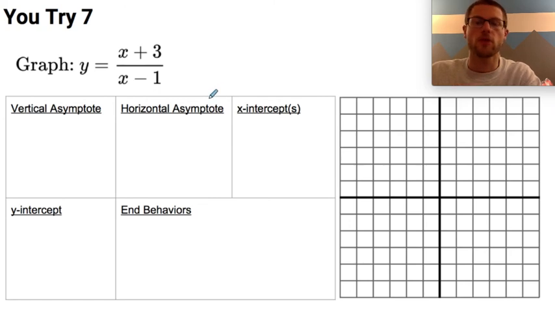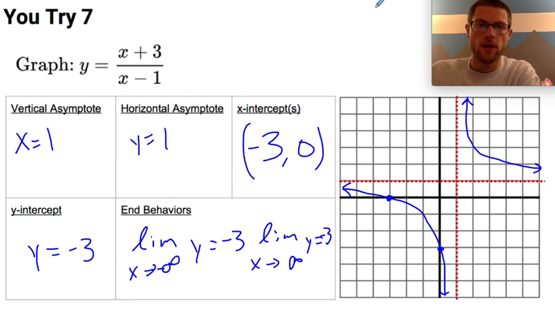Pause this video, give it a shot, and see if you can figure it out. And here are my solutions for this problem here. You can always play around with these graphs using Desmos or your graphing calculator, change the numbers a little bit, see how it affects the graph, and hopefully this made some sense.